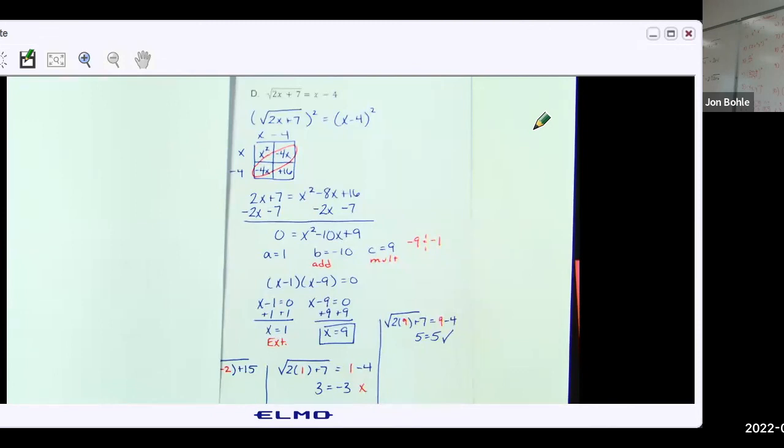Same number on both sides. I did not get the same number here when I plugged in 1, so that's extraneous. When I plugged in 9, though, I got the same number on both sides. Or you can plug this into the y1 of your graphing calculator, and this into the y2. Graph both at the same time, and you'll see that they can cross at 9, but there's no chance of crossing at 1. This is extraneous.